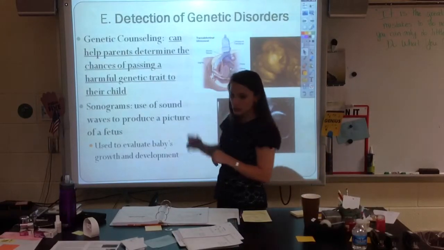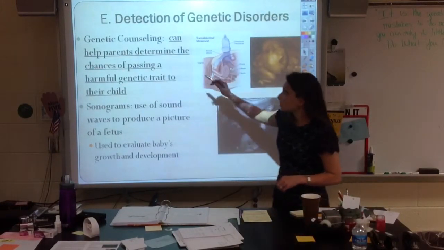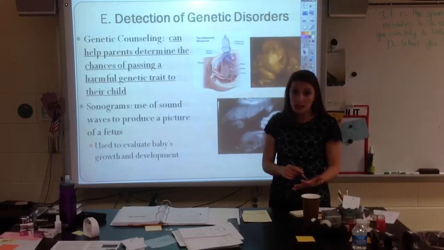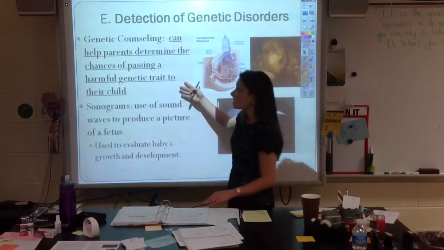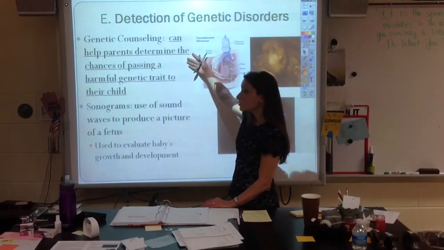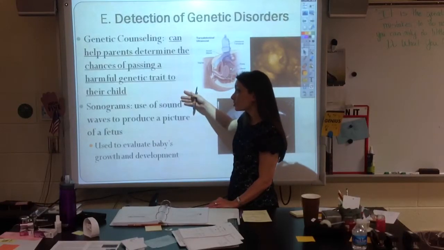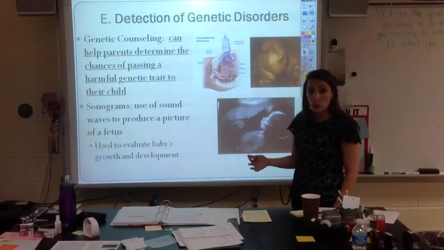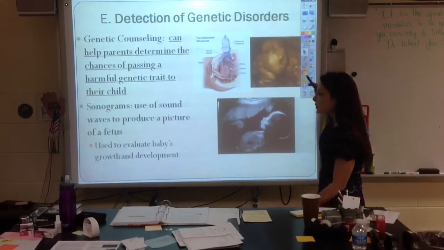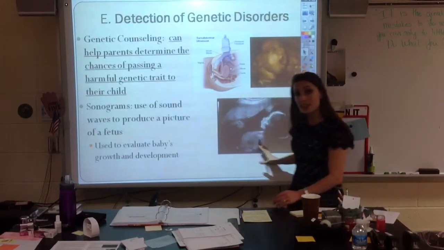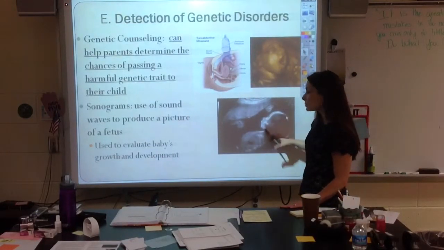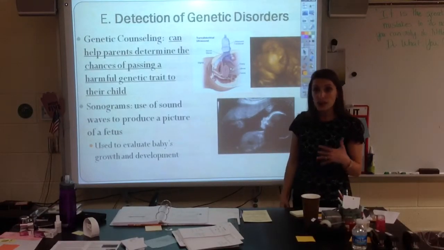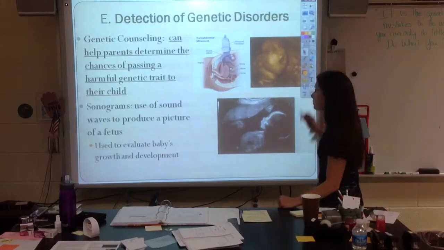If we want to detect genetic diseases, we can actually go see a genetic counselor, and that's something that you are going to be today. Today you're going to offer advice, acting as a genetic counselor, helping parents determine the chance of passing on a genetic trait, or helping to determine if the baby is going to be normal. And so you can use a sonogram or an ultrasound to get a picture, and most people are used to seeing these pictures. They can evaluate the baby's growth and development, so they can see if there are any physical abnormalities.